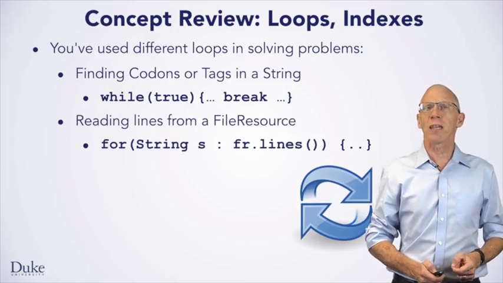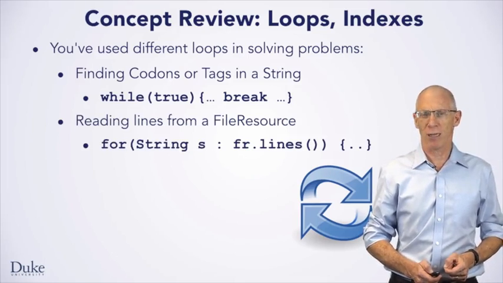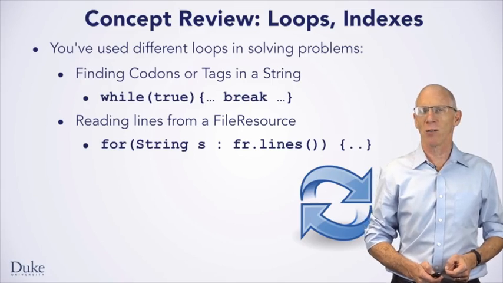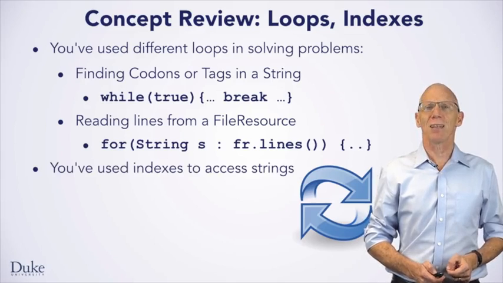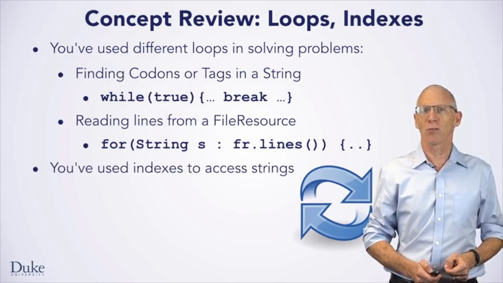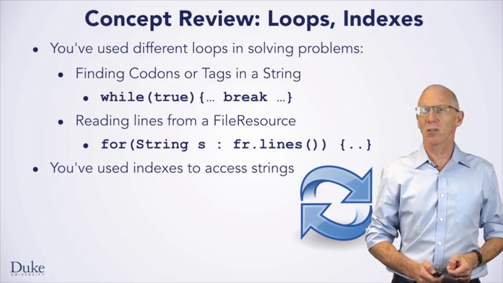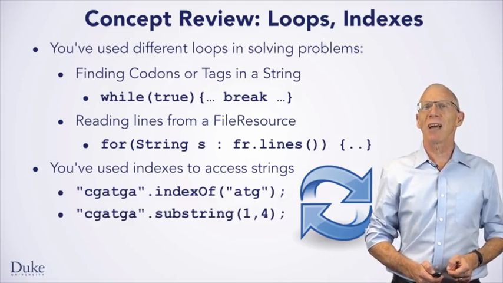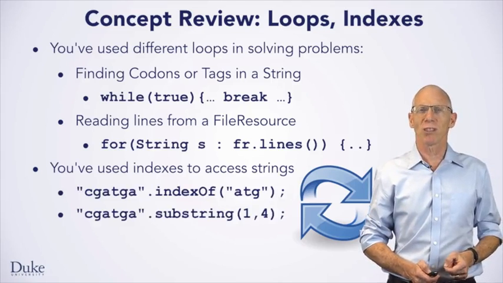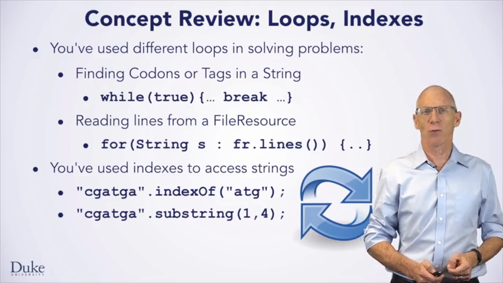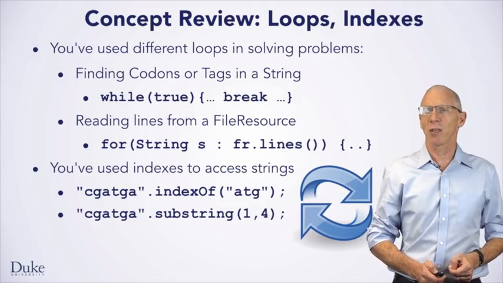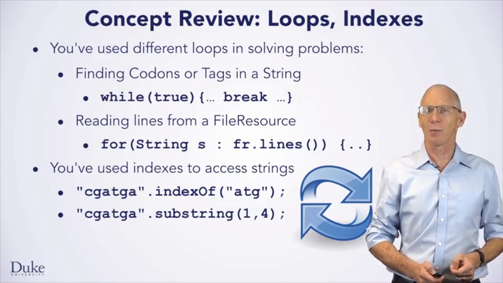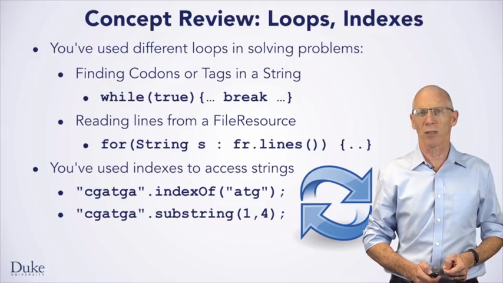And you've used a for each loop with an iterable many times, as in reading lines in a file or processing pixels in an image. You've also used indexes to access and reference parts of a string. You know that indexes start with 0 in Java and with many other languages. So when you use .indexOf, you know it returns 0 when a match is found at the first character in a string. Both .indexOf and .substring use indexes to access the elements or characters of a string.